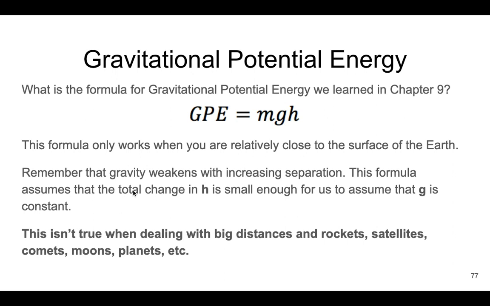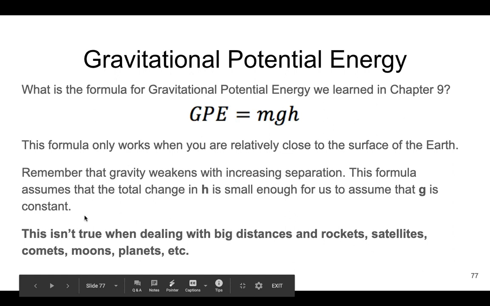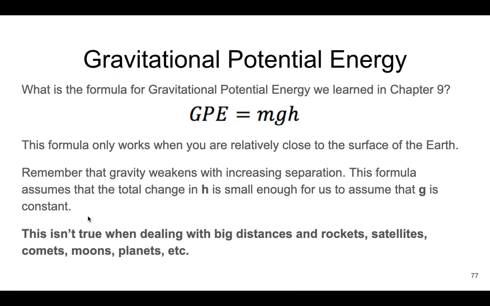But gravity is going to get weaker as you get further away. Remember the formula for the force due to gravity: F sub g is equal to big G m1 m2 over the distance between the things squared. So gravity will get weaker as you start to get far away. If we're dealing with things like rockets and satellites and comets and moons and planets, you can't assume that your distance to the center of the planet you're measuring from is essentially constant, because it's going to vary tremendously.